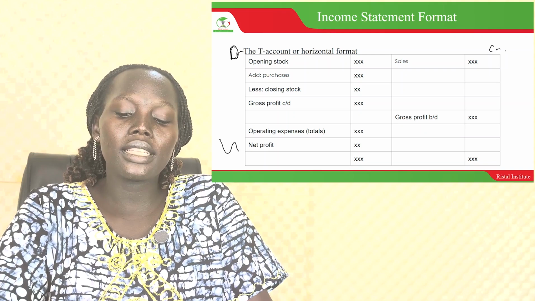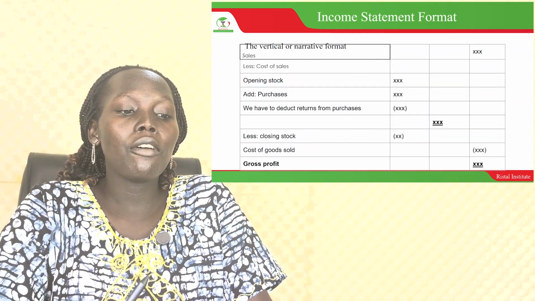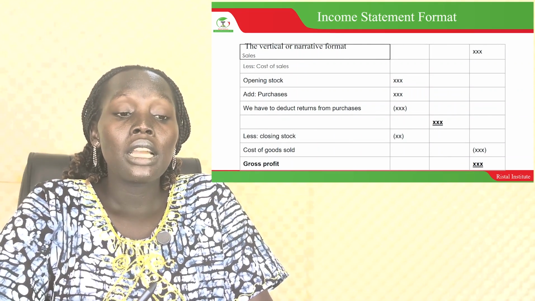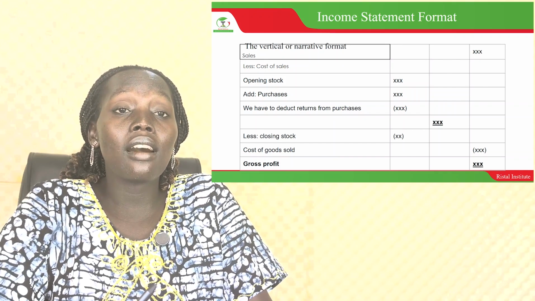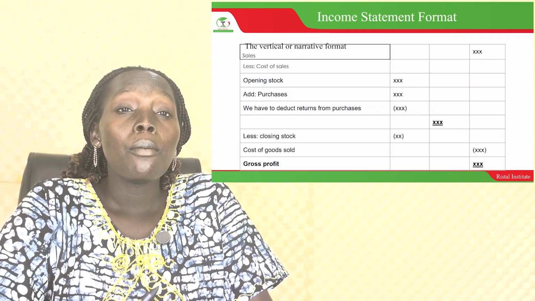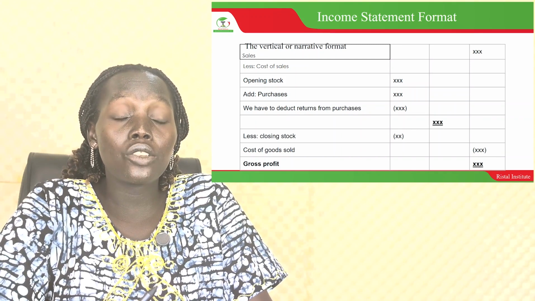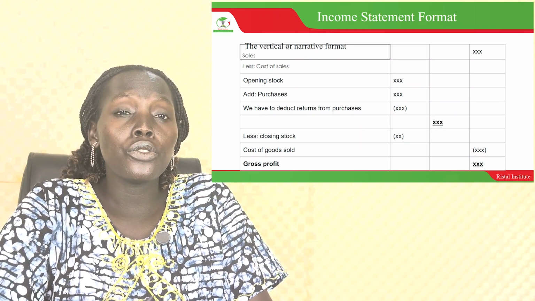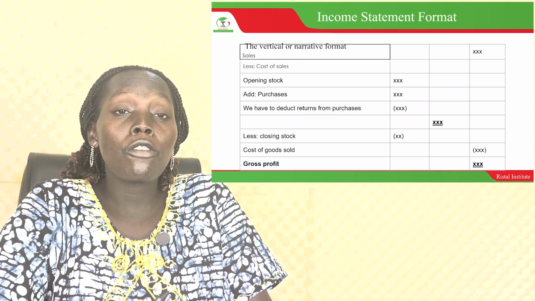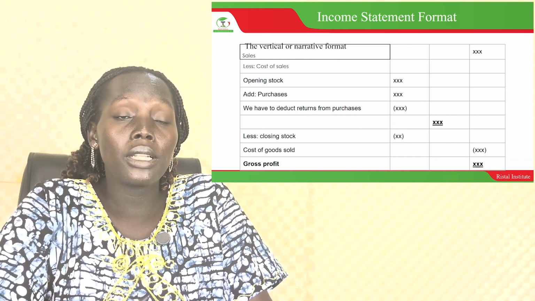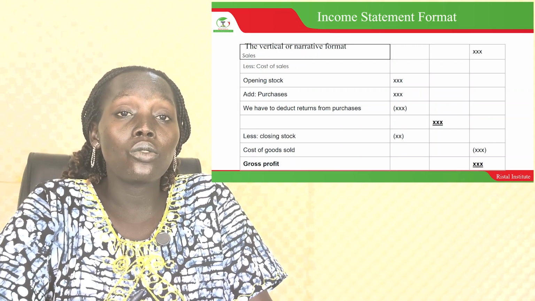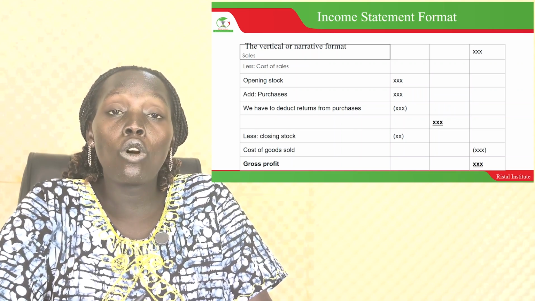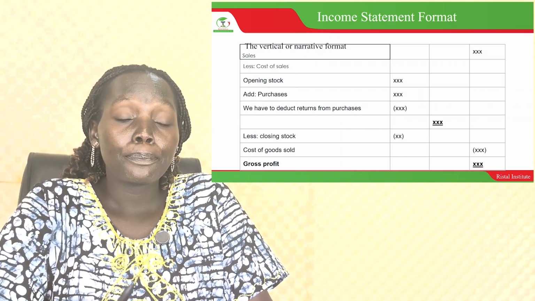So let's look at another format. Another format is the vertical, or what we call the narrative format. This narrative format is the one that is recommended. Most institutions and most organizations use this format. So we are going to concentrate on the format that is used. The other format, the horizontal format, is outdated. The format that we are going to concentrate on, and that most organizations use, is the vertical, or what we call the narrative format.